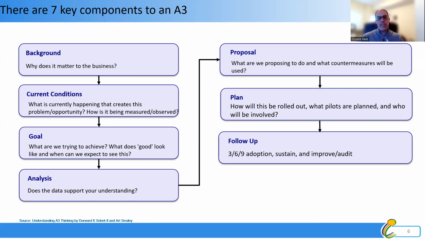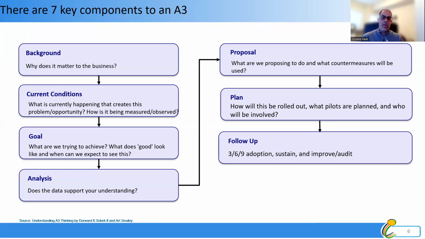In the next analysis section, we present data that supports our understanding of the problem. We also conduct a root cause analysis to explain why there is a gap between the current condition and the desired condition. Then we move to the proposal. This section outlines the actions we propose to address the root cause identified in the analysis. We specify what countermeasure will be used to solve the problem.